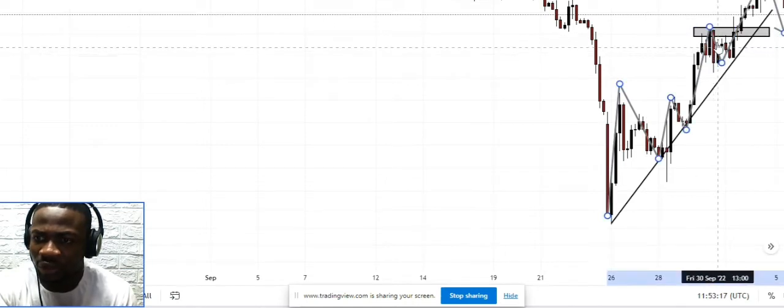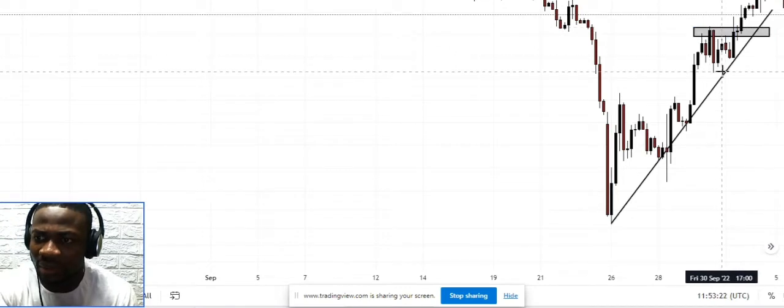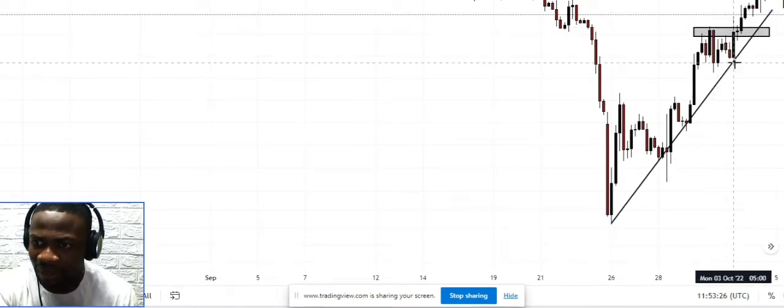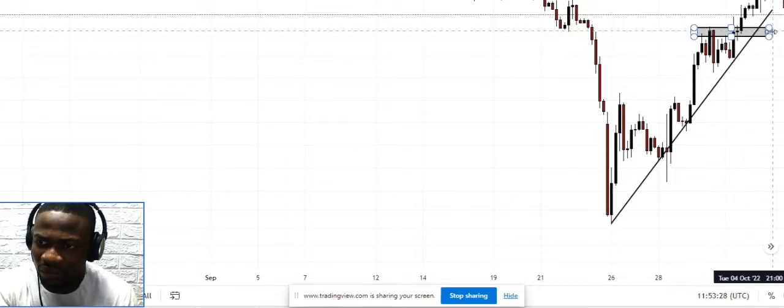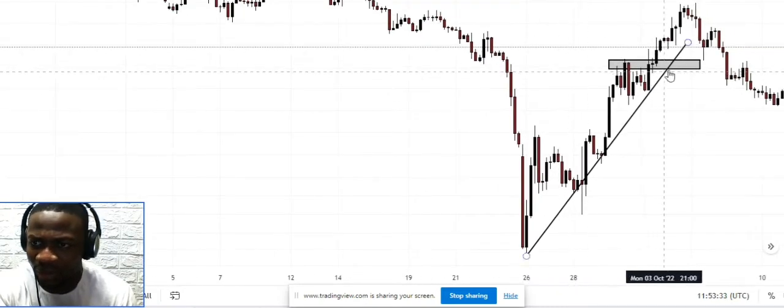I'll just remove that so you can all see. When the market came to this level, for some reason it reacted, bounced down, came back up, bounced down a second time, and then it eventually broke. So this is a very important area. You want to draw it out and wait and see what the market does when it comes back to this level.